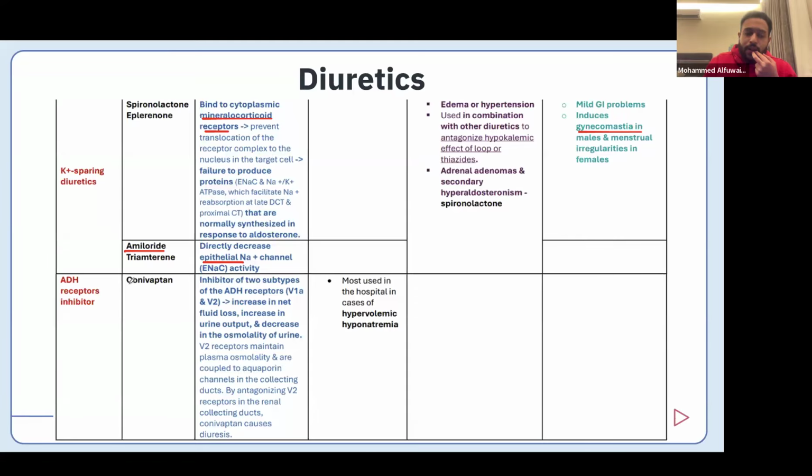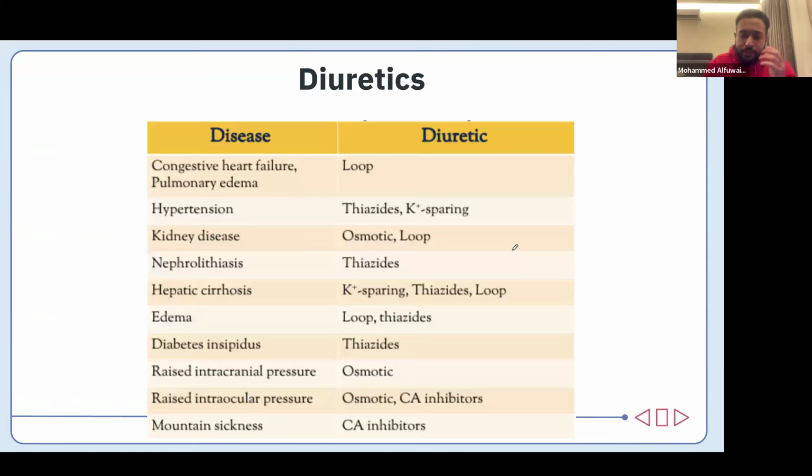Now, conivaptan is an inhibitor of the ADH. So in this case, you will no longer absorb fluid. You'll have increased diuresis. That's basically the diuretics. It's very simple for you guys at this stage because you took most of these when you studied CVP. So it's just a quick review.